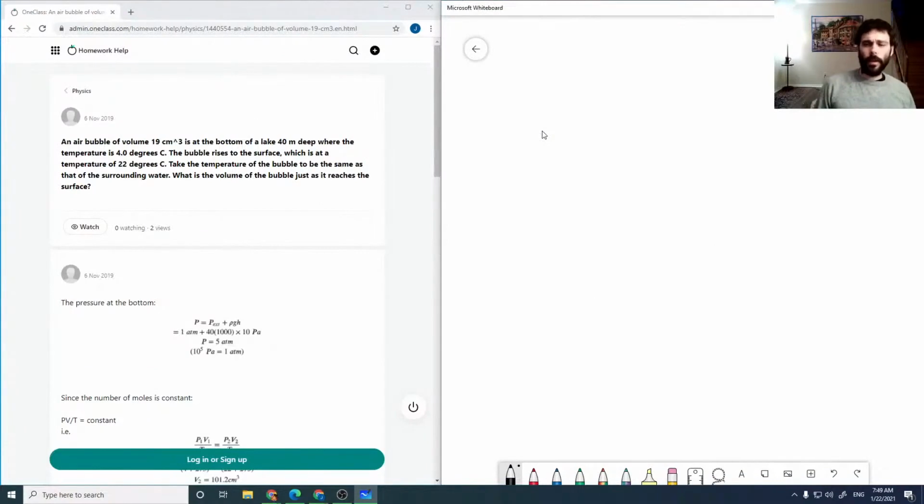Okay, so here we have an air bubble at the bottom of a lake. I probably didn't need to draw it there, but whatever. And it's 40 meters deep.